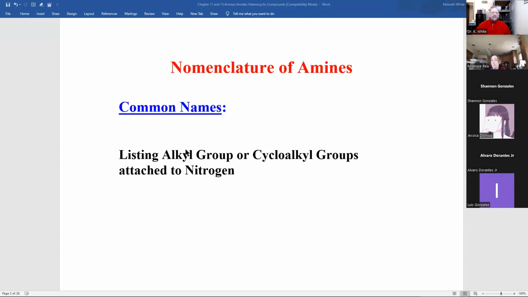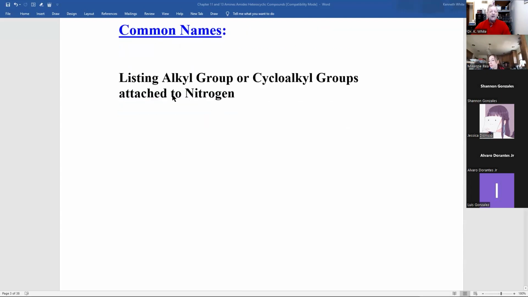Let's get back to amines so I can have some fun. Now, when it comes to nomenclature of amines, nobody who works in amines uses IUPAC unless you have to for a legal document. We use common names. And for amines, you list the alkyl groups or cycloalkyl attached to the nitrogen and then add the word amine. It's that simple. So let's do some.